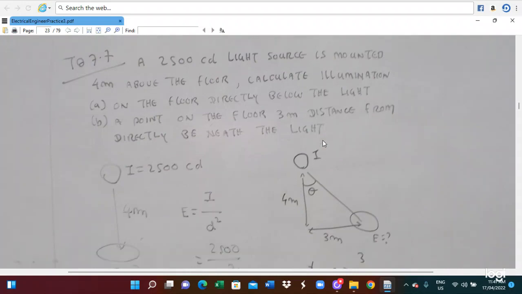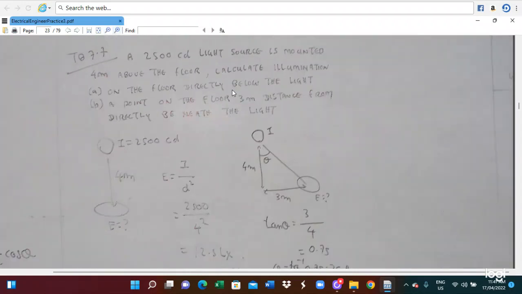We also need to calculate for a 2500 candela light source mounted 4 meter above the floor. We need to calculate the illuminance on the floor directly below the light, and at a point on the floor 3 meter distance from this. So we also have to calculate the illuminance E. For the directly perpendicular case, E equals I by D square. In this case, I is 2500 and D is 4 squared, so you can calculate this one.